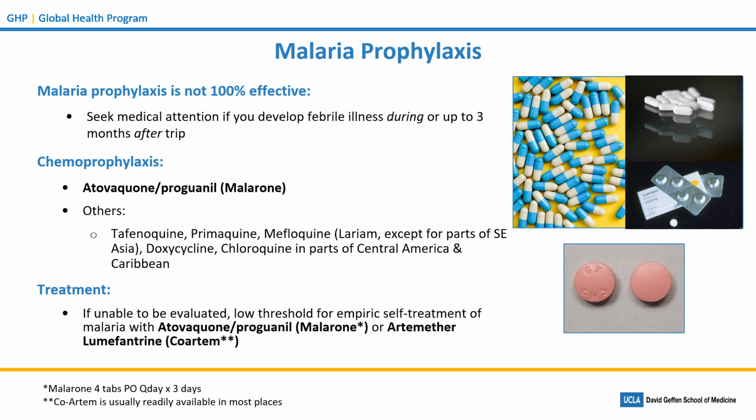And also keep in mind, if you do develop a febrile illness that seems consistent with malaria and you're unable to be evaluated, you should have a low threshold for empiric self-treatment. You can either use Malarone, so it's going to be 4 tabs daily for 3 days, or Coartem, which you can find fairly readily in most places where malaria is endemic.